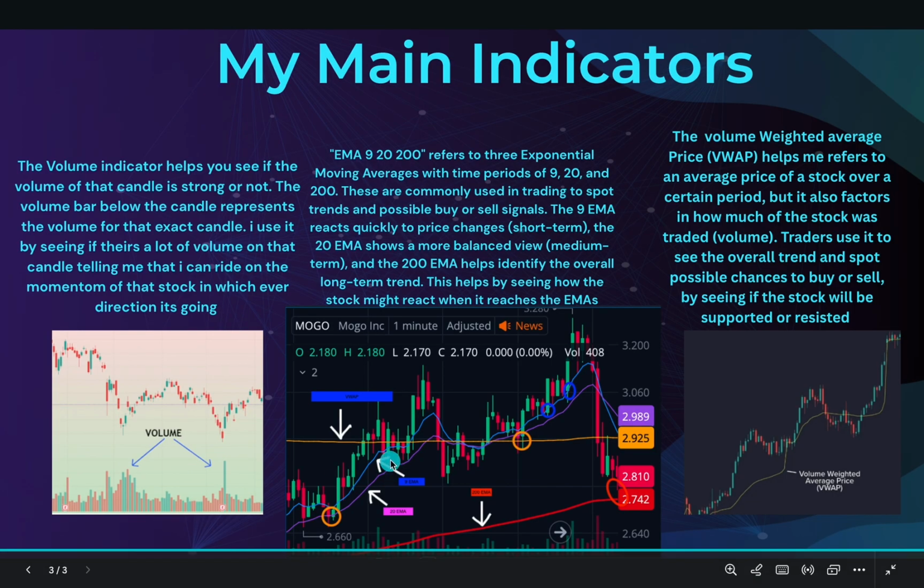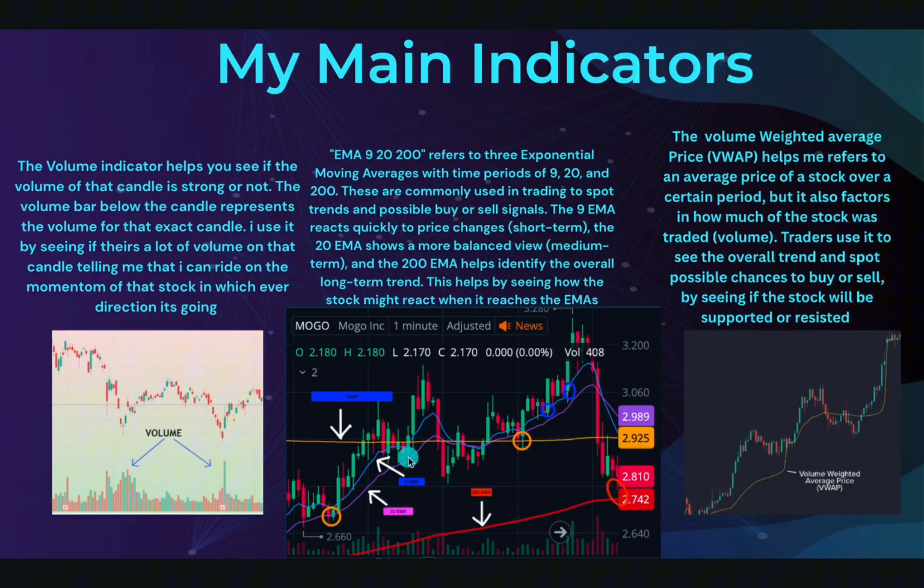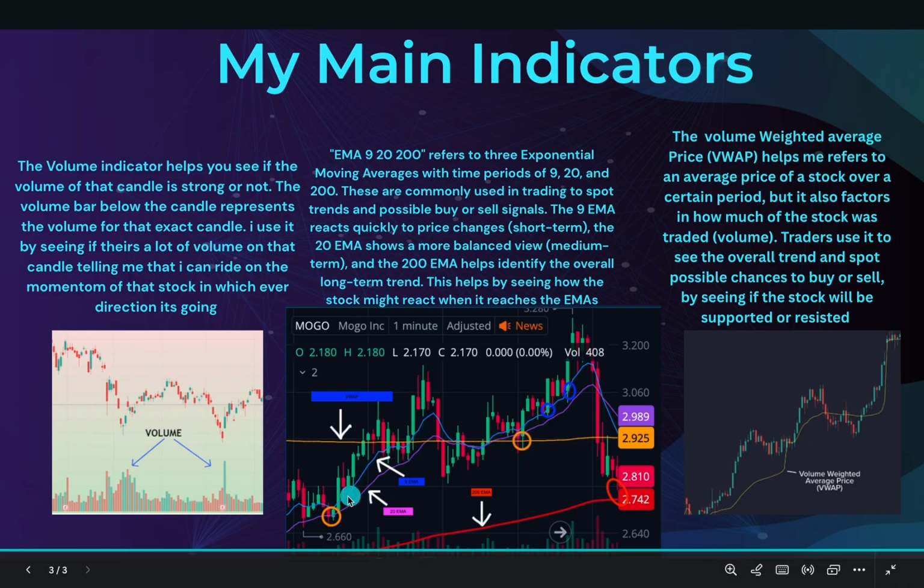So let's go to the 9 one. Over here, you can see at points like right here, where the blue circle is, it reacts to it because it's fast moving. It keeps up with the stock. The 20 EMA is medium moving. It can still react. So you can see points right here, or over here. It reacts to it.